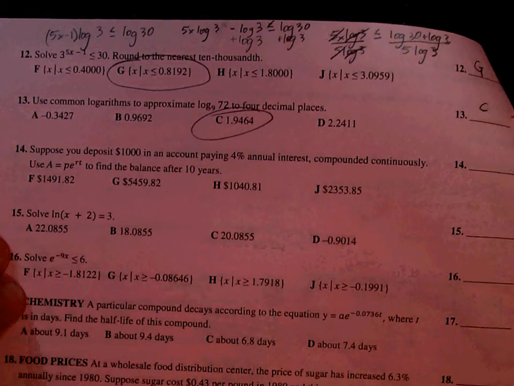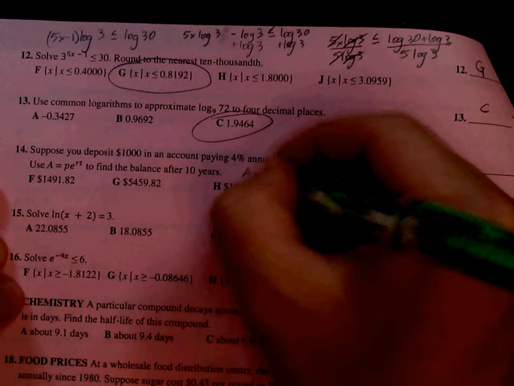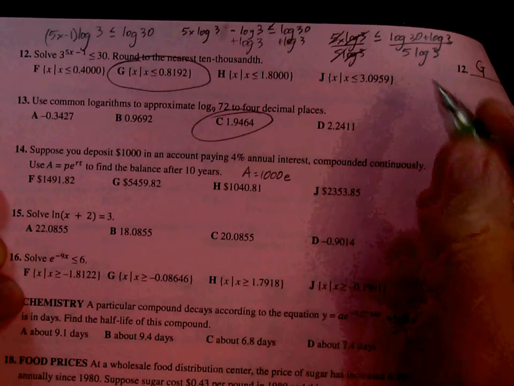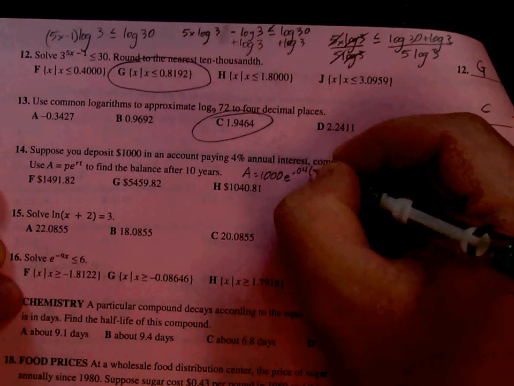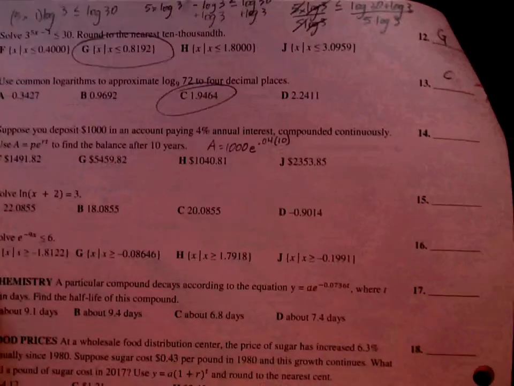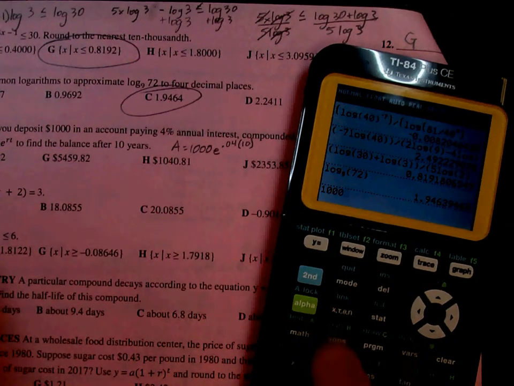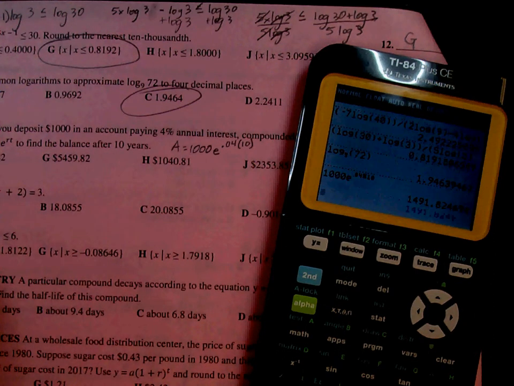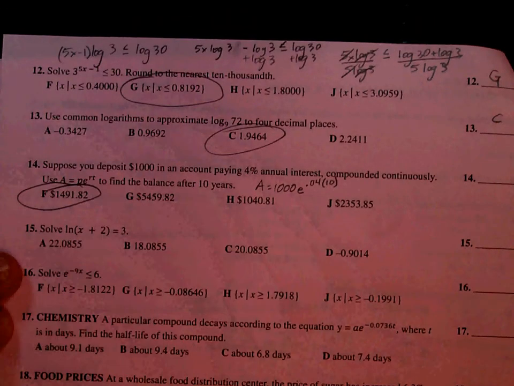Number 14 gives us the equation. We're depositing $1,000. Rate is 4%, 0.04. Time is 10 years. So I'll plug that in the calculator. 1,000 e to the 0.04 times 10, or that's just 0.4. 1491.82. That's F.